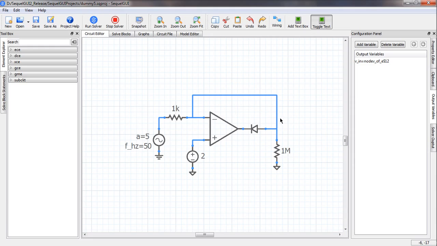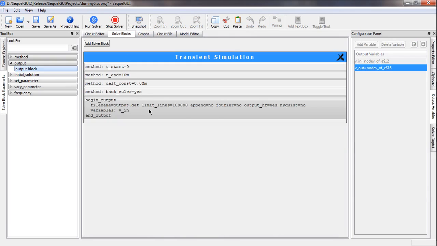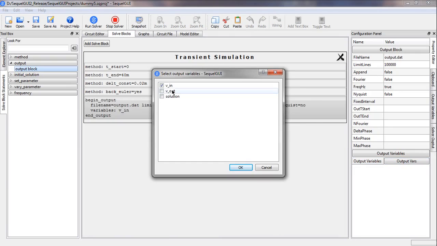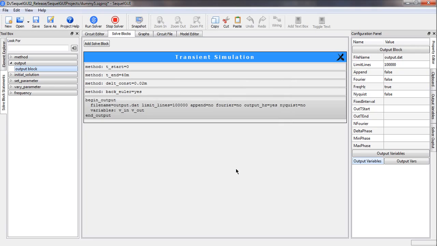We need to add this node voltage here as the output variable. So let us do that, and we'll call that V out. Alright, let us now go to solve blocks. We need to add V out over here in the output variables. And now we can simulate the circuit.